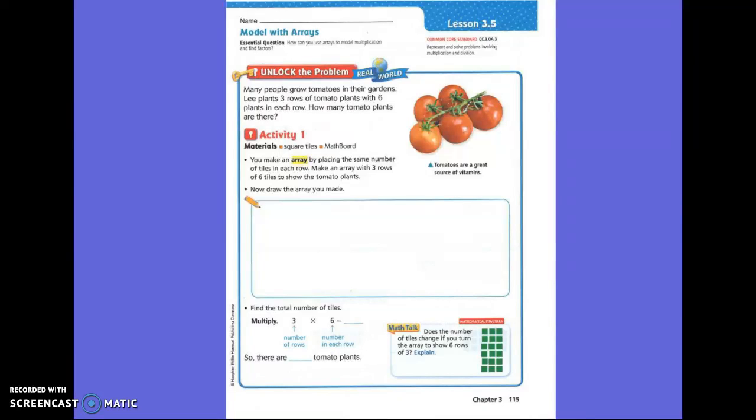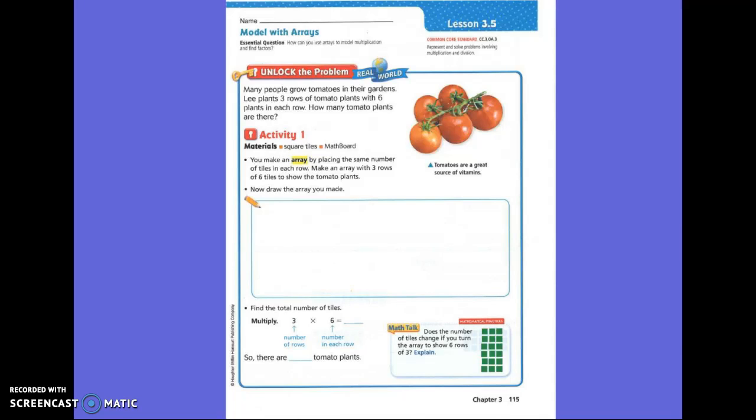Boys and girls, today we are going to use arrays to model products and factors. This is like using counters like you did, kind of like equal groups, but it's using them in rows and columns. You've seen an array before, now you're just going to draw arrays. Let's read the story so we can figure out the problem.